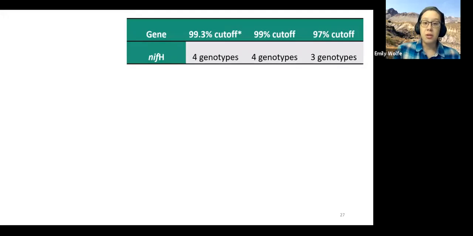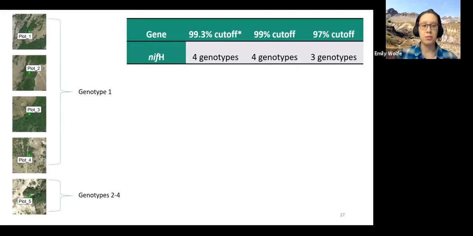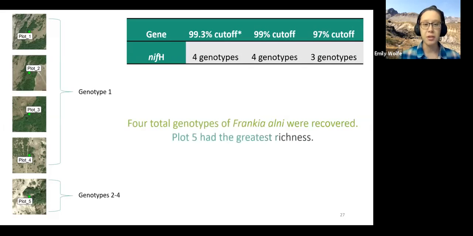We found a total of 4 genotypes, which is similar to other regional studies of Frankia diversity. A similar study on a different part of the pumice plain found 5 genotypes at the 97% threshold. What's interesting here is how the genotypes were dispersed among the plots. Only 1 genotype was recovered from plots 1 through 4. And then the remaining 3 genotypes were only recovered in plot 5. You can see that down here. So plot 5 had the greatest richness.